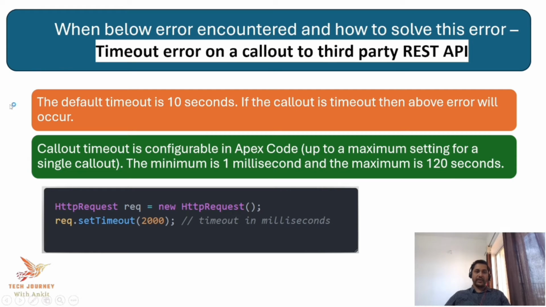The callout has a default timeout, but Apex code allows you to configure that timeout. The minimum value that you can specify for the callout is 1 millisecond, and the maximum value is 120 seconds. If the third party service to which you are making an API call takes a good amount of time, you can set your own timeout here as well. Do remember that although I am putting 120 seconds here, whenever you are setting the timeout, you always have to set it in milliseconds.